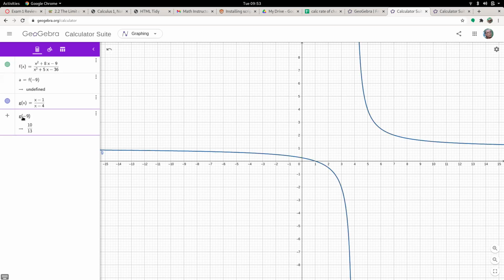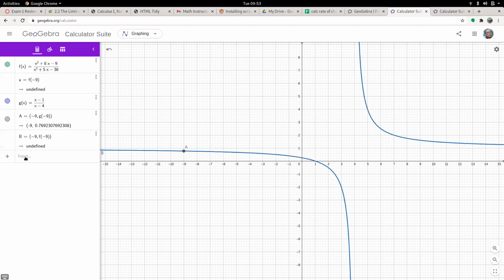And it says, oh, that's 10 thirds. So if instead I ask for that as a point, -9, g(-9), it says, yeah, there's a point there on the alternative version, but the original function doesn't have a point there, right? If I double check here, if I look for the point -9, f(-9), GeoGebra says, I can't calculate that. If you plug in -9 here, you get 0 over 0, which doesn't exist. So we have a hole there, we just confirmed.